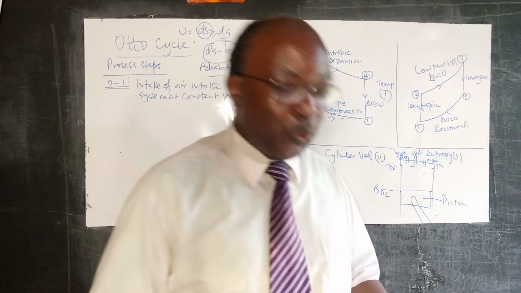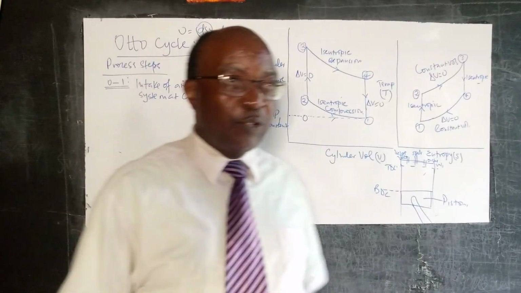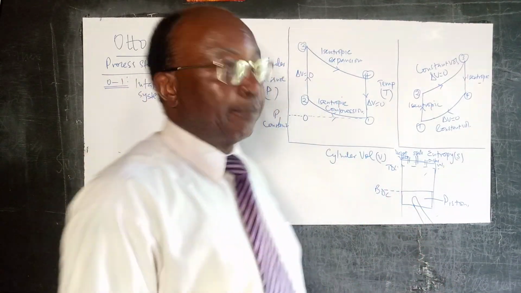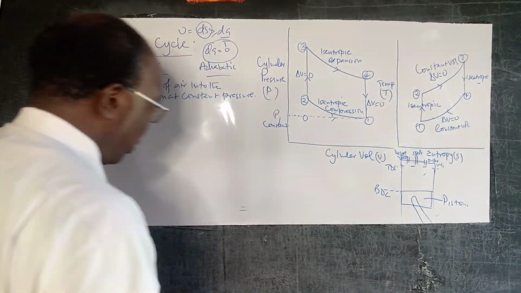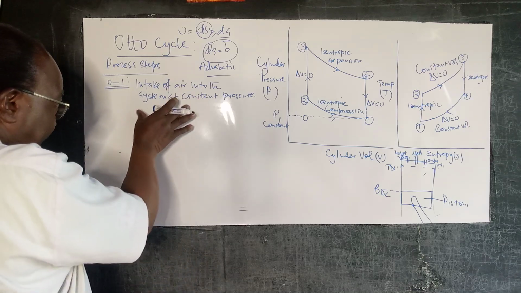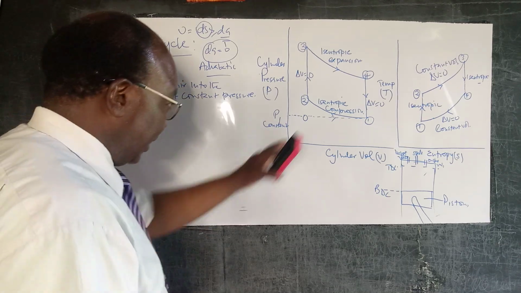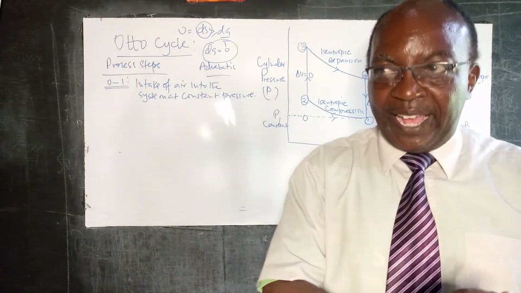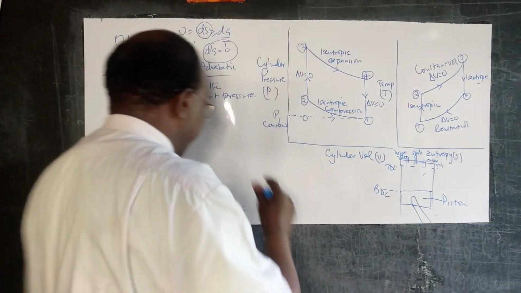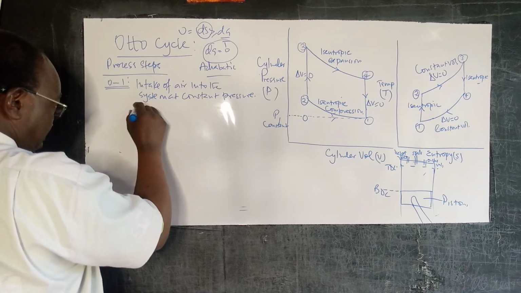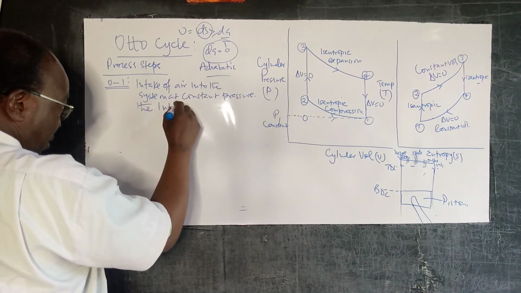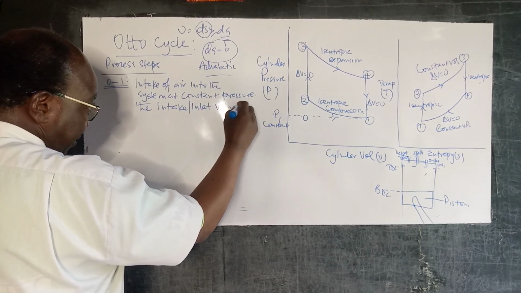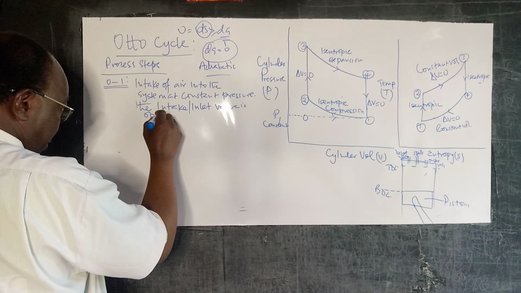I kindly encourage you to go back to some of those lectures, look for them, and then just sit down and view them and look at them, understand. It helps quite a bit. Now, what we are saying is that you have intake of air into the system at constant pressure. And so for air to come in, it means that the intake valve, you can call it intake or inlet valve, must be open.